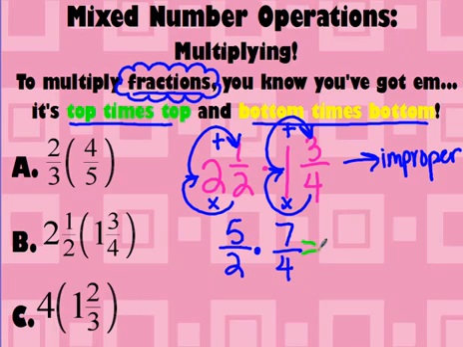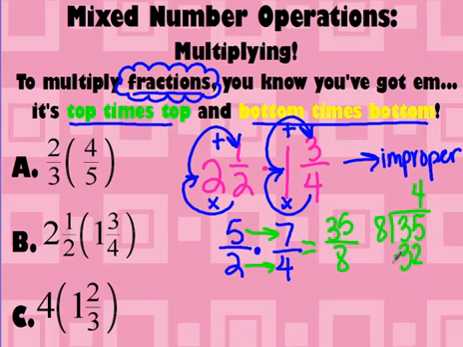So to multiply fractions, you know you've got them. It's top times top, which is 35, and bottom times bottom, which is 8. So at this point, we do have an improper fraction, and we don't want to leave that as our final answer. So we want to make sure we change that into a mixed number. And the way that we do that is we divide. So 35 divided by 8, and 8 goes into 35 4 times, and that gives me 32, and I have 3 left over. So 4 wholes with 3/8 left over. Okay, so again, we just did top times top, bottom times bottom. We got an answer, but then we actually had to make it into a mixed number because we never want to leave our answer as an improper fraction.